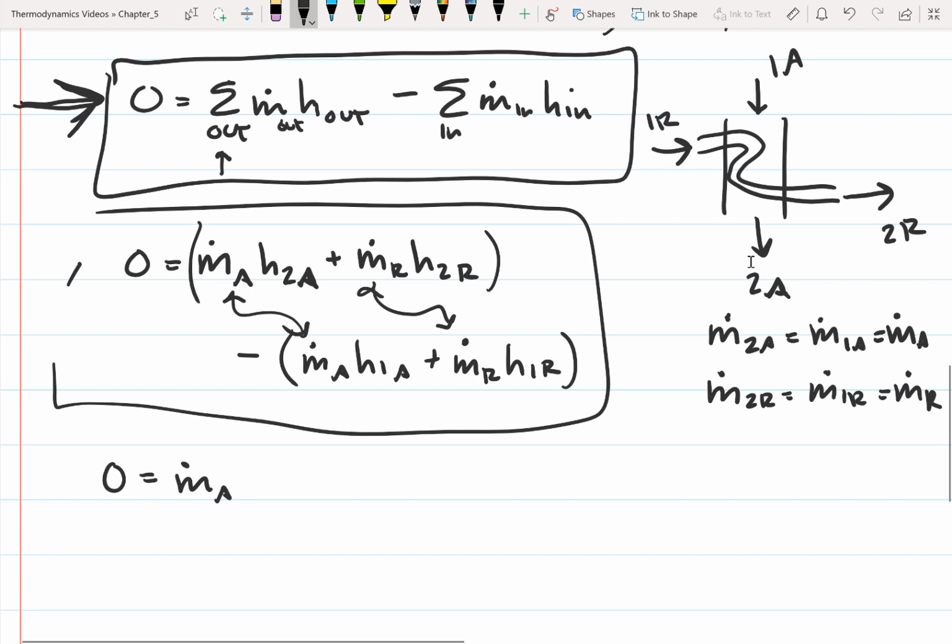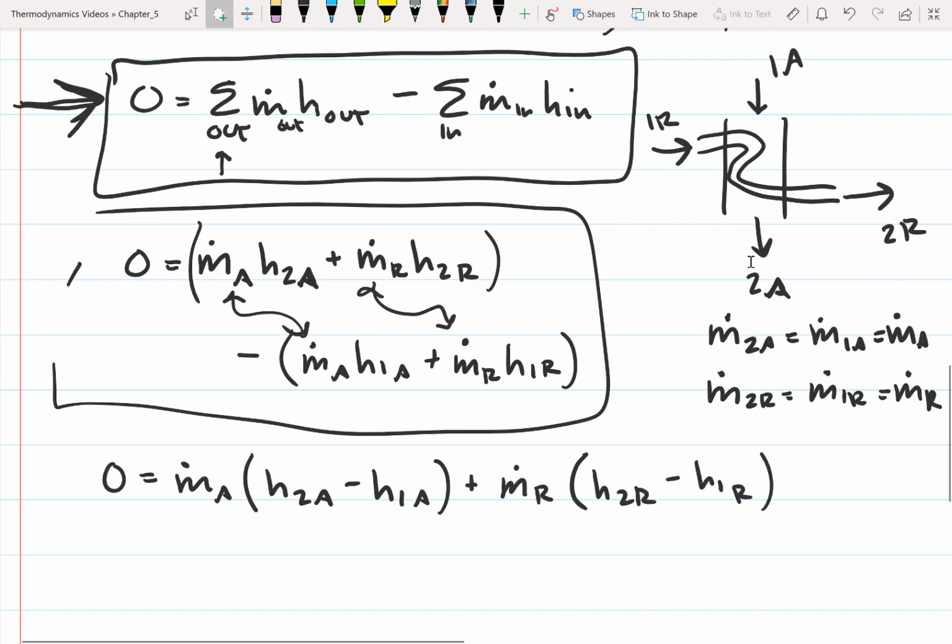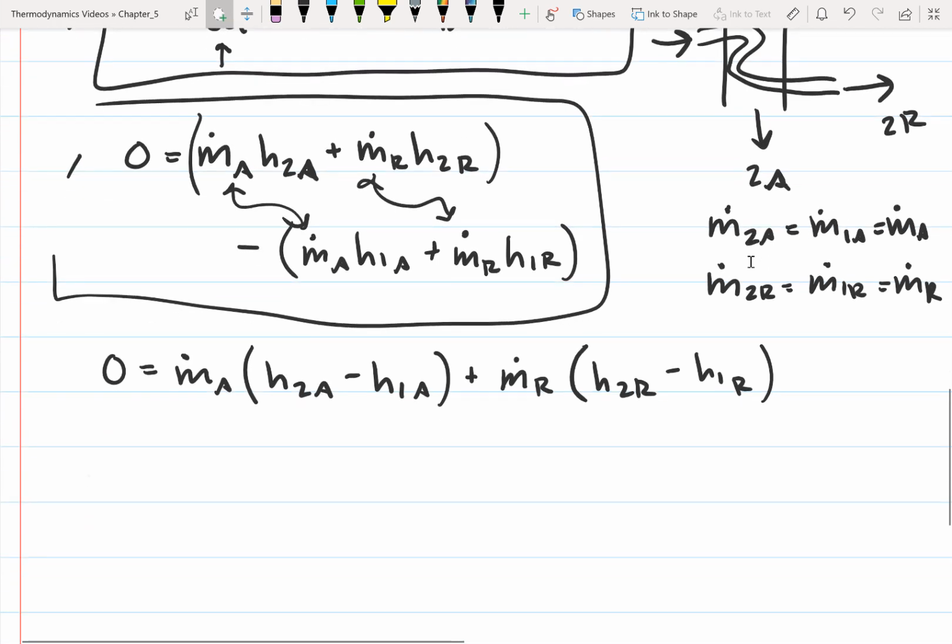So I have the mass flow rate of the air multiplied by the enthalpy of the air at the outlet minus the enthalpy of the air at the inlet, plus the mass flow rate of the refrigerant multiplied by the enthalpy of the refrigerant at the outlet minus the enthalpy of the refrigerant at the inlet. Okay, so we have our energy balance, and let's just take a step back. What we want to do at this point is determine what we're looking for and what we already have.